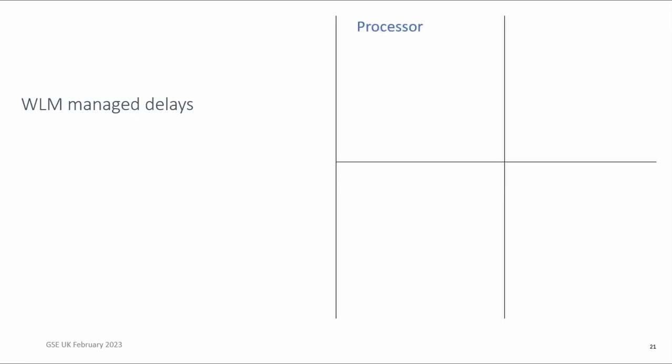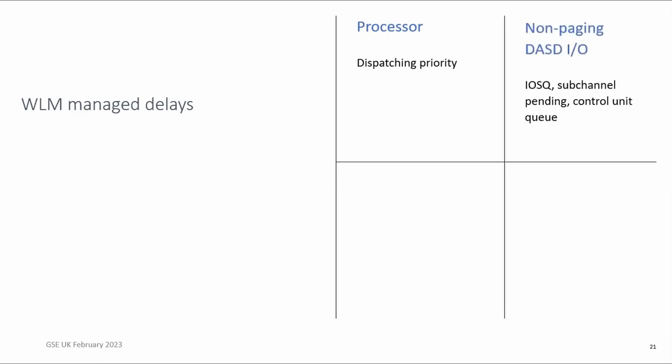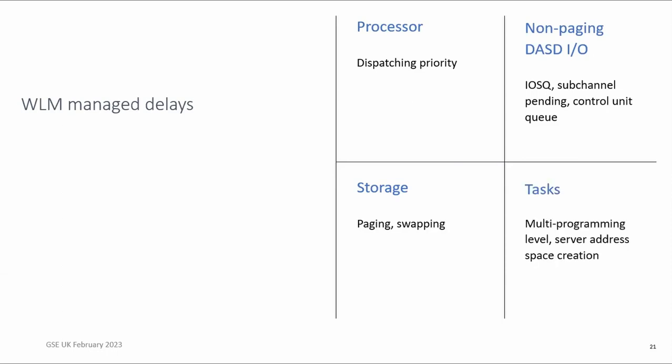And the delays that it can manage are processor goals. That's really about dispatching priority for the work. Non-paging DASD IO. So really, are you getting delayed on IOSQ and subchannel and all those other things? You're spending too much time in IO. Storage, so we're talking about access to real storage, so things like paging and swapping. And finally, tasks. And we're talking there about multi-programming level or server address space creation.